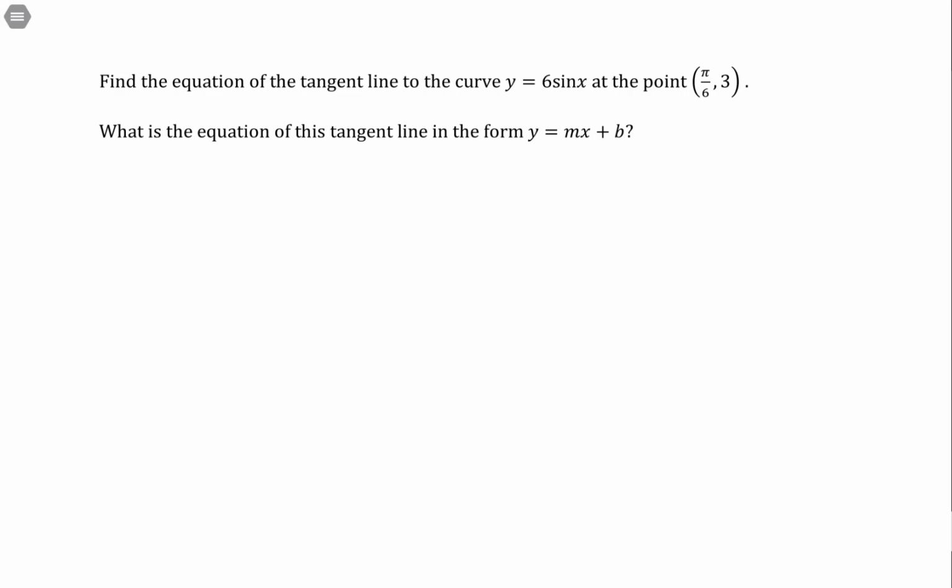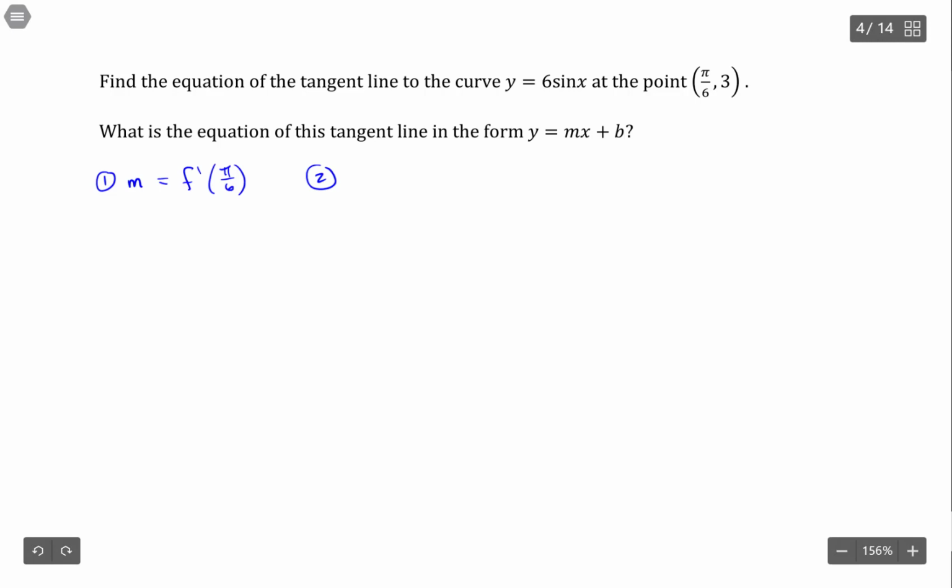Okay, so to find a tangent line, there's always two steps. We need to first find the slope of the line by plugging the point of interest into the derivative. And it's the x value of the point of interest that we need to plug in. Now, sometimes this is already done, but the next step is often to make sure you also have a y value. In this case, that's already happened. So plugging pi over 6 into the original function was already given as 3. So you don't have to do that step if it's already done for you.